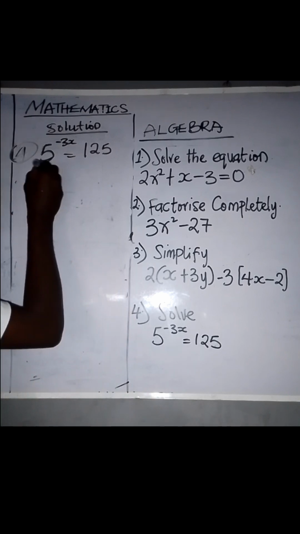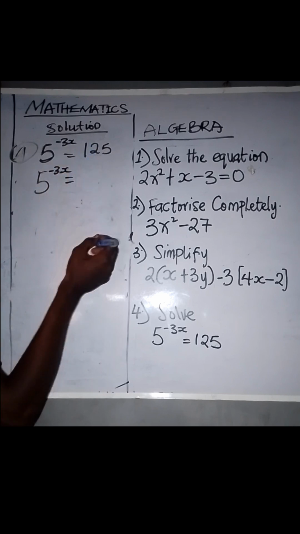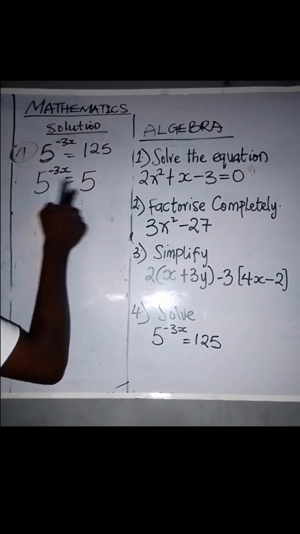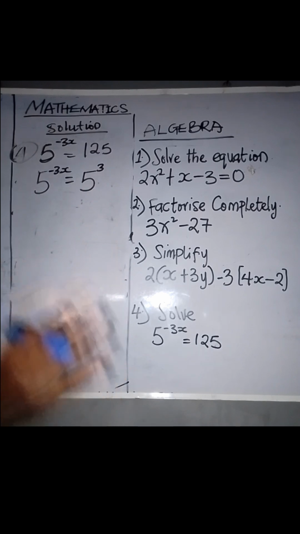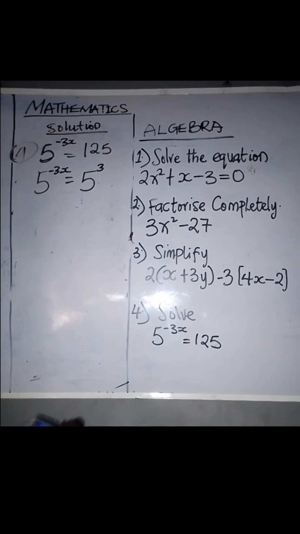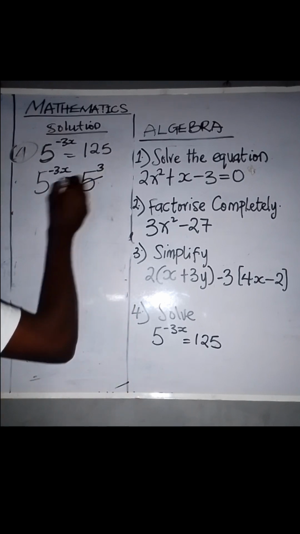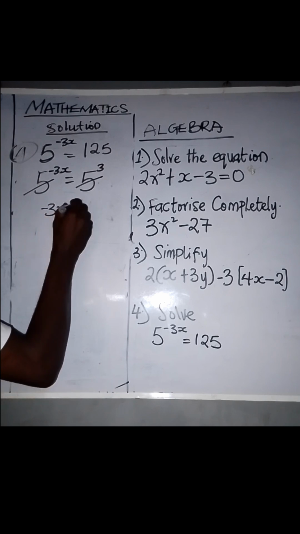So it becomes 5 raised to the power minus 3x equal to 125. I have to change 125 to the same base, 5. So 5 raised to the power 3 is 125. That is 5 times 5 times 5, which gives me 125. So I've made them the same base. So base will cancel the base, and I'm left with minus 3x equal to 3.